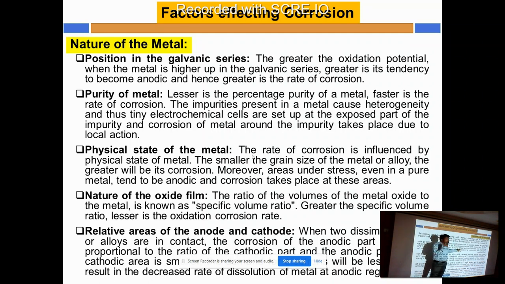Purity, more impure, more corrosion. Because the impure metal will be increasing the heterogeneity. Increasing the heterogeneity means more localized sites. More localized sites means more electrochemical cells are forming, more corrosion. Position, higher up in the series, highly active, more corrosion. Clear now? So those are the important factors affecting the corrosion.